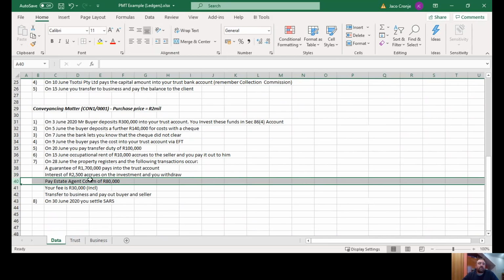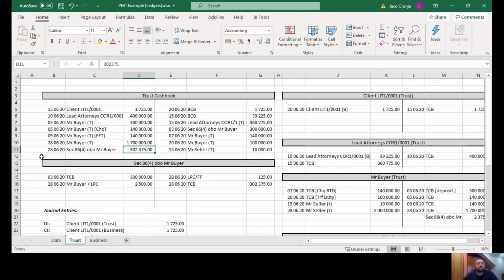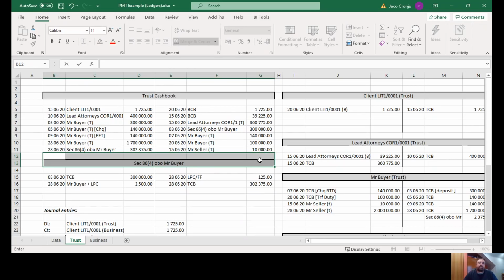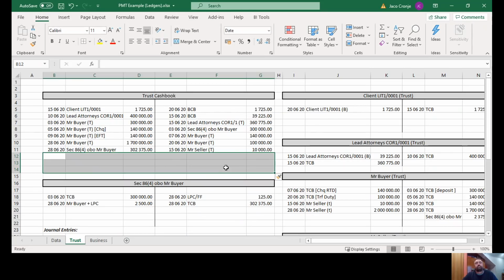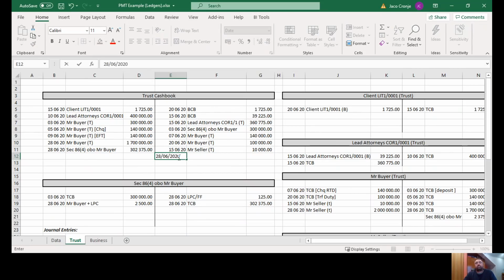Then we say we pay estate agent commission of 80,000 Rand. Now, who's liable for estate agent commission? The answer is the seller. So let's just add some lines to our bank here. Is there a flow of cash for this? Yes, definitely. We're physically going to pay it out. Will my cash book balance increase or decrease? The answer is it will decrease. So I'm going to have a transaction on that side, and that is 80,000 Rand.